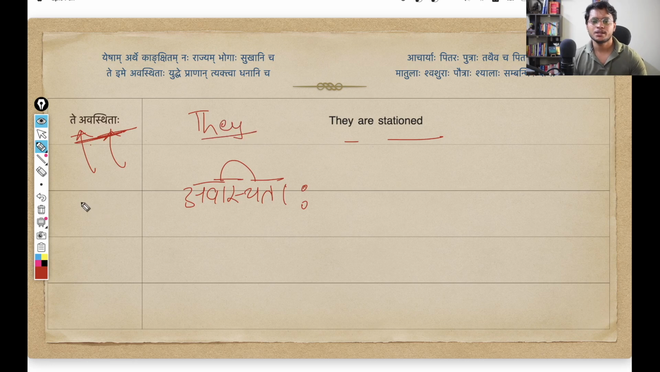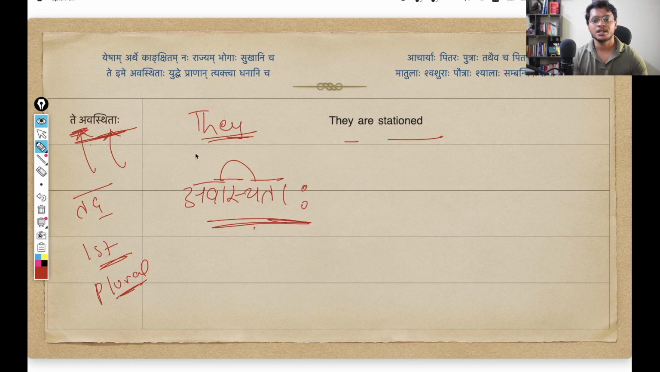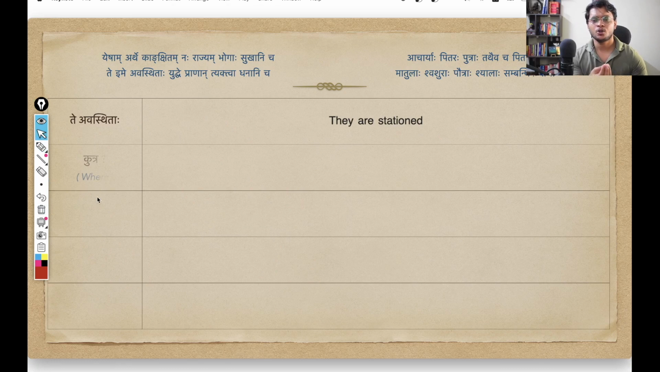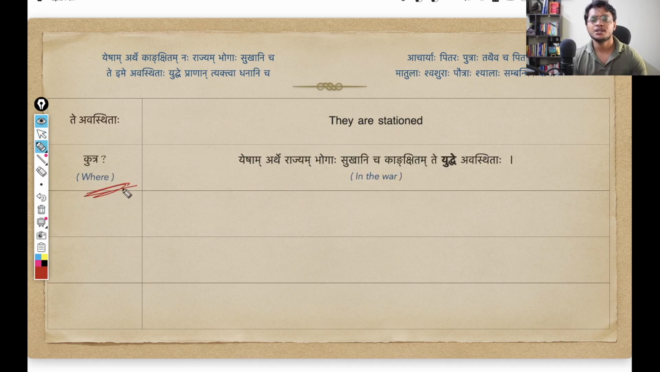Okay, so te, you can already guess, this is coming from the pronoun tad, in first case, prathama vibhakti plural, this changes into te, saha tau te. So te means they. So now he's talking about those set of people for whose sake these things are desired. That they, that is te, avasthitaha, they are stationed. Since this is an adjective, it is taking the same first case plural form. So avasthit changes into avasthitaha. That is what is happening here. Te avasthitaha, they are stationed. They are stationed where? That will be the obvious second question. That te avasthitaha where? So yuddhe. Te yuddhe avasthitaha. Stationed yuddhe, in the war. Simple sentence, right?